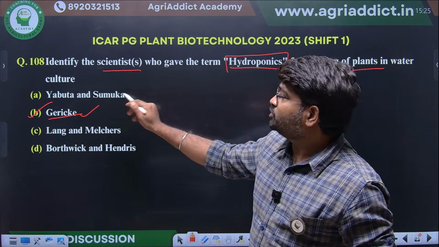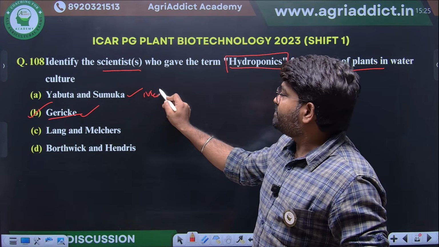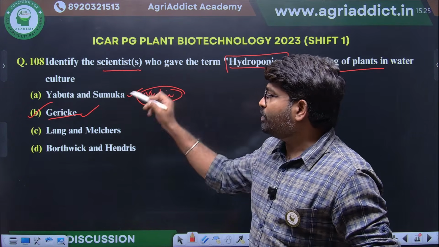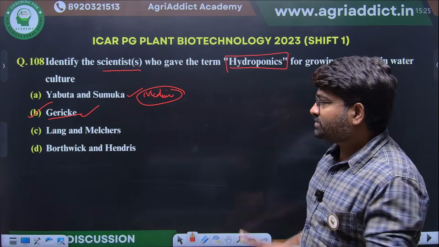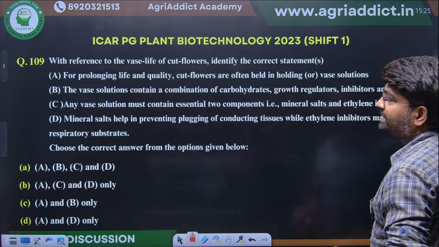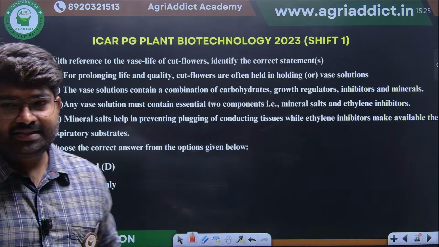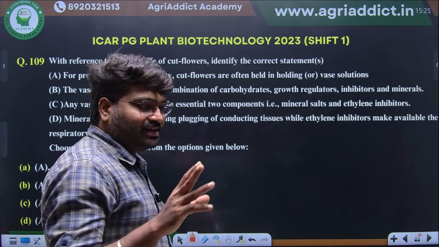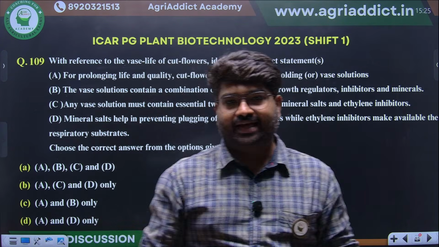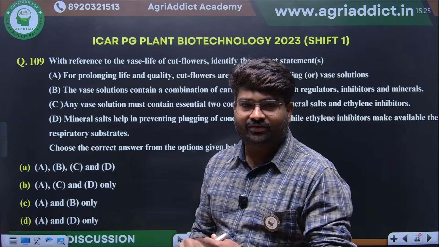This Ebuta and Sumuka are what? They have prepared different nutrient mediums, hydroponic mediums. So you have to choose the option wisely. This is another important thing they have asked about: post-harvest physiology. For post-harvest physiology they are asking one or two questions, and they are easy questions only.